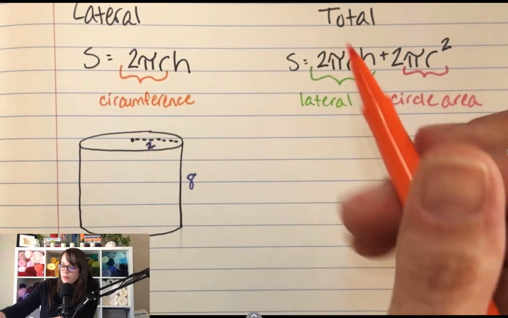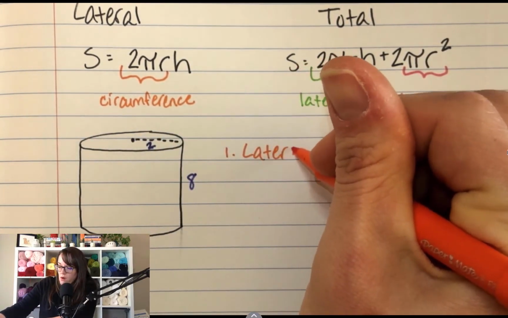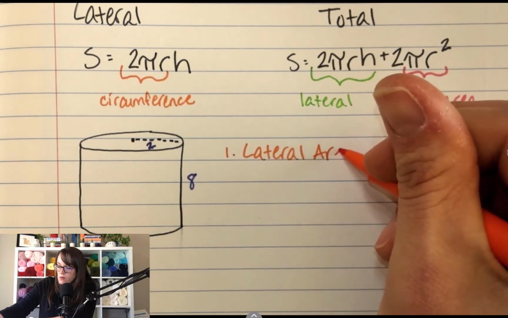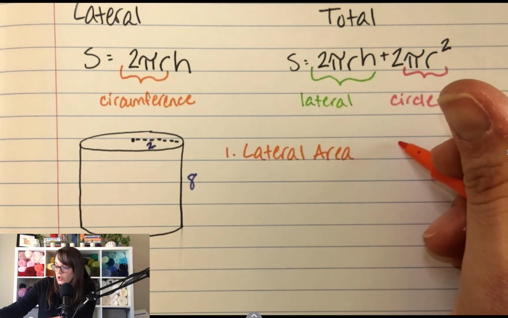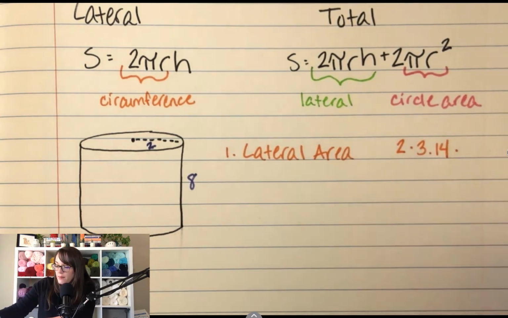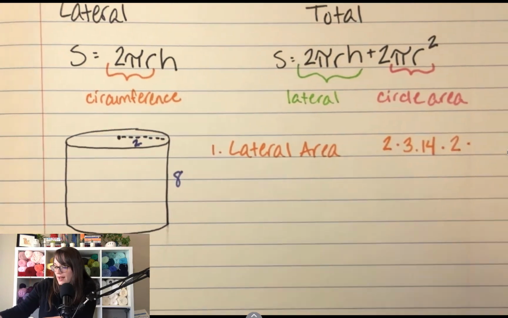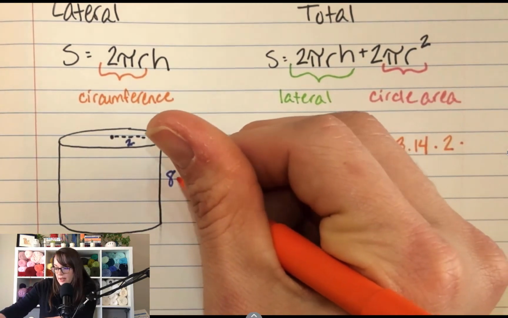We have to do 2 pi. So step 1, we're going to do lateral area by finding circumference. So we're going to just use our formula. 2 times pi times, what's the radius? 2 times height is how much? 8. This is my h.